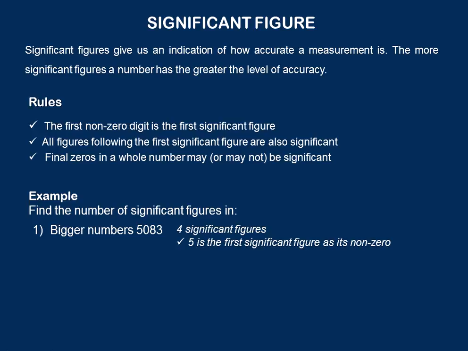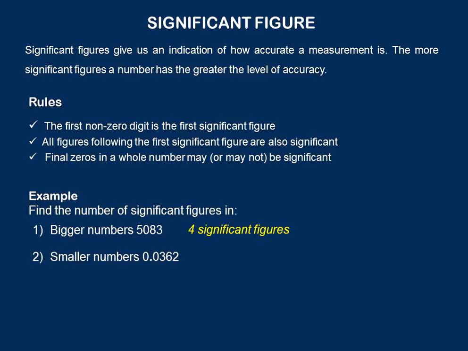So 5 is the first one, which is non-zero, and the rest, which are 0, 8 and 3, follow 5, therefore they are significant figures as well. So in total we have 4 significant figures.